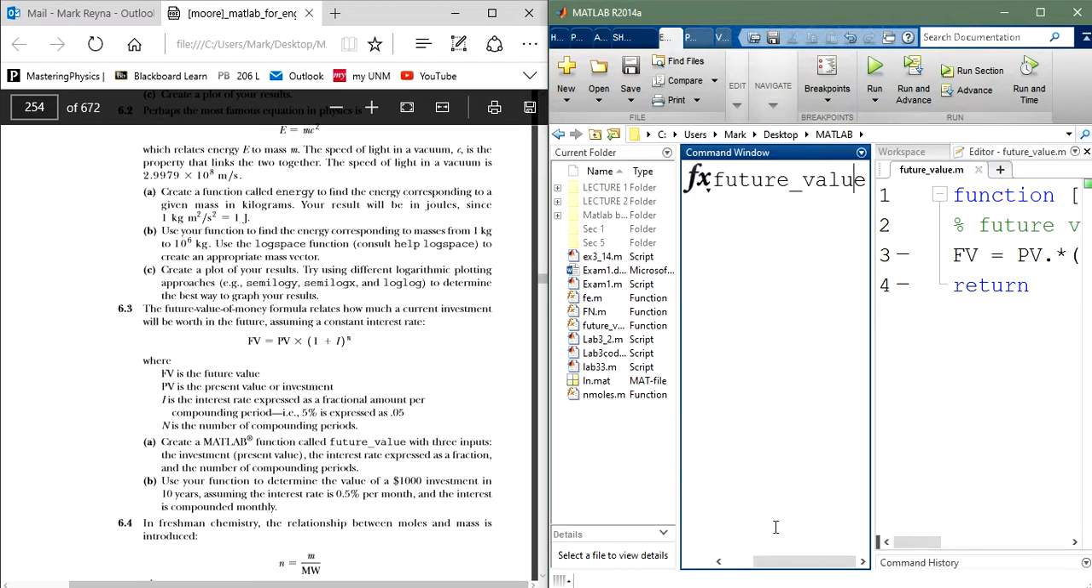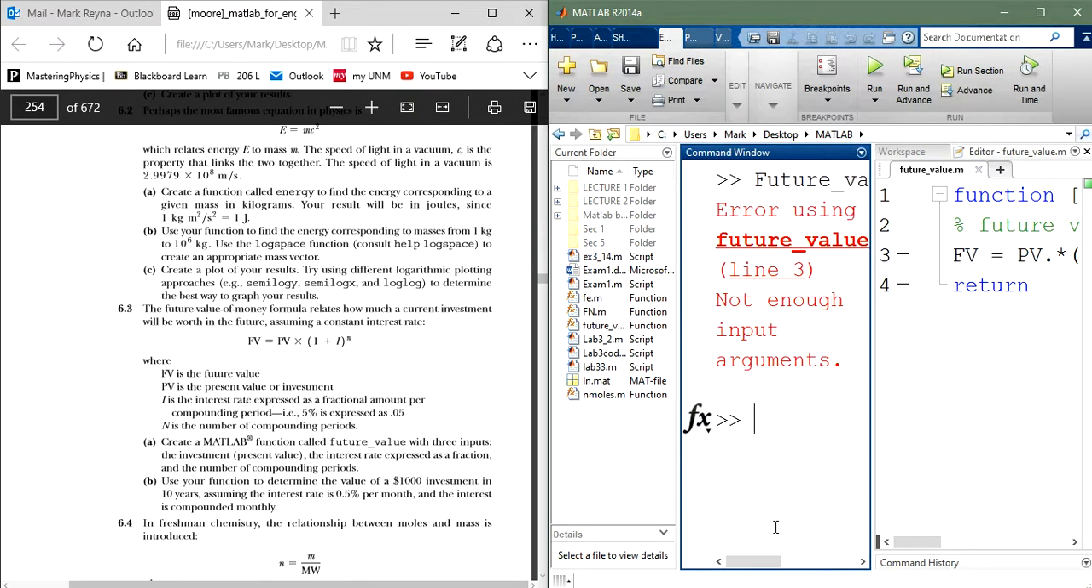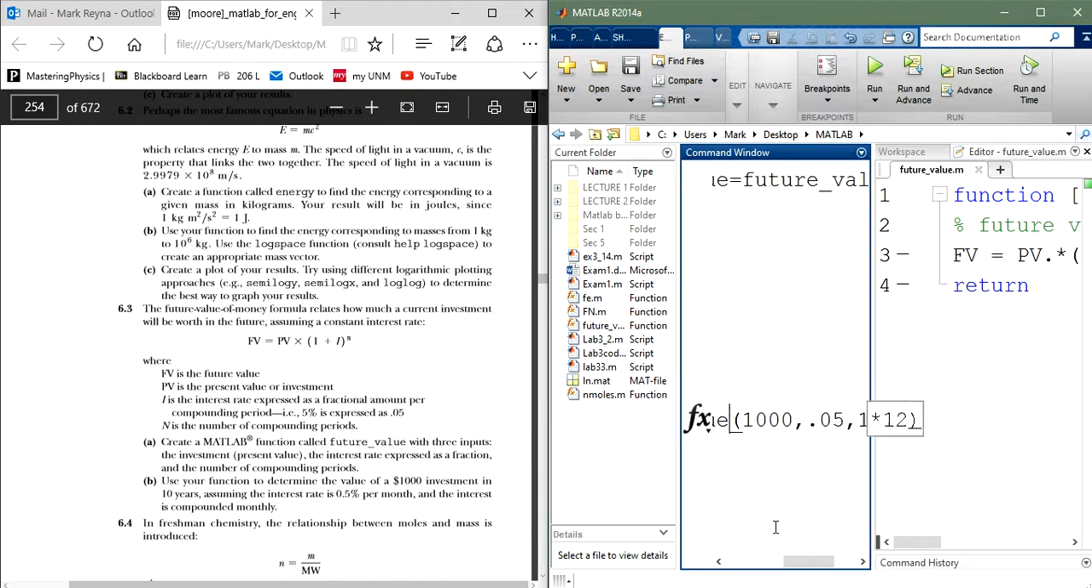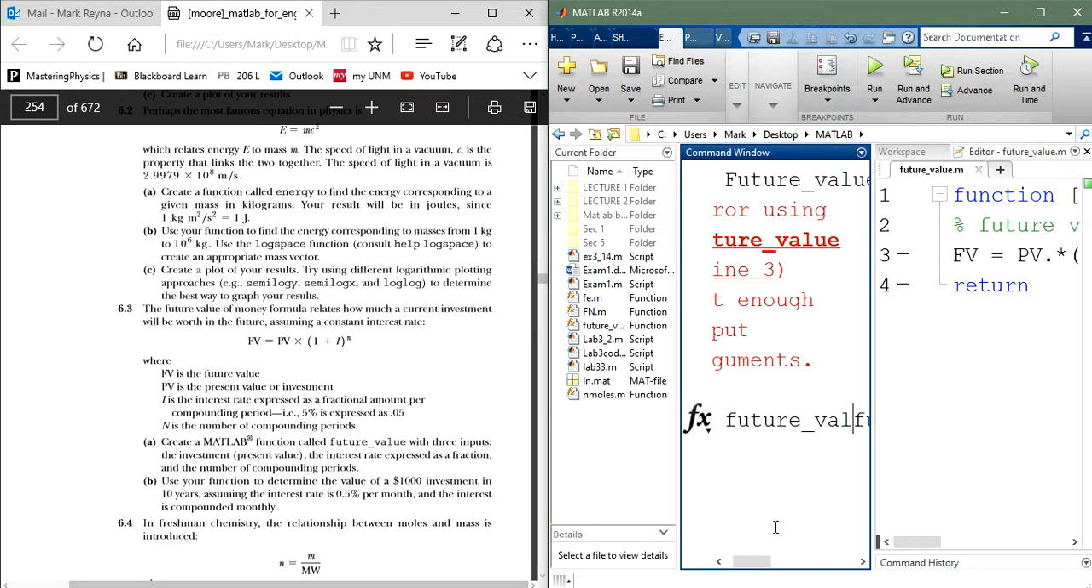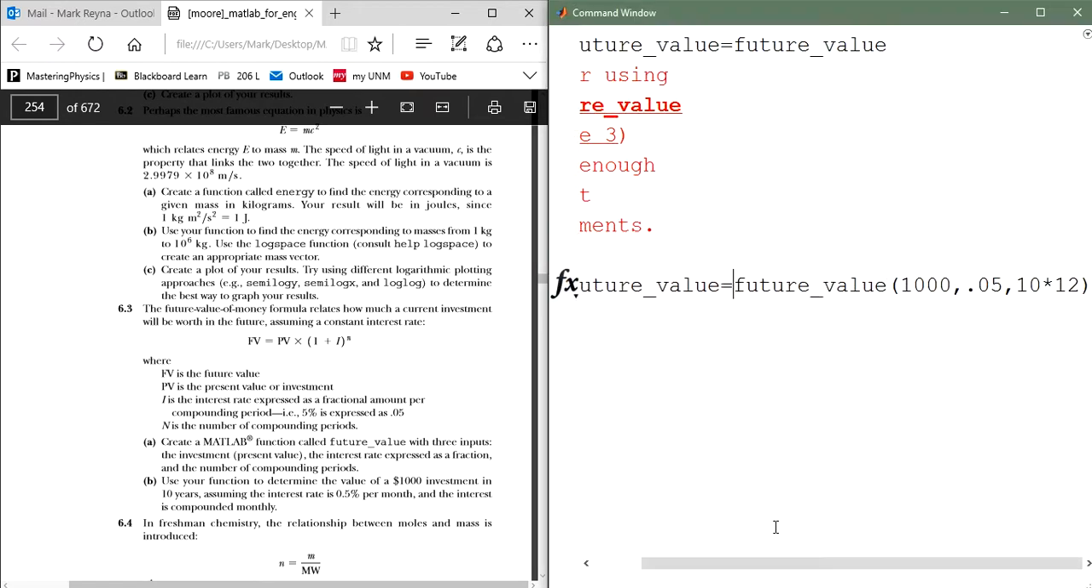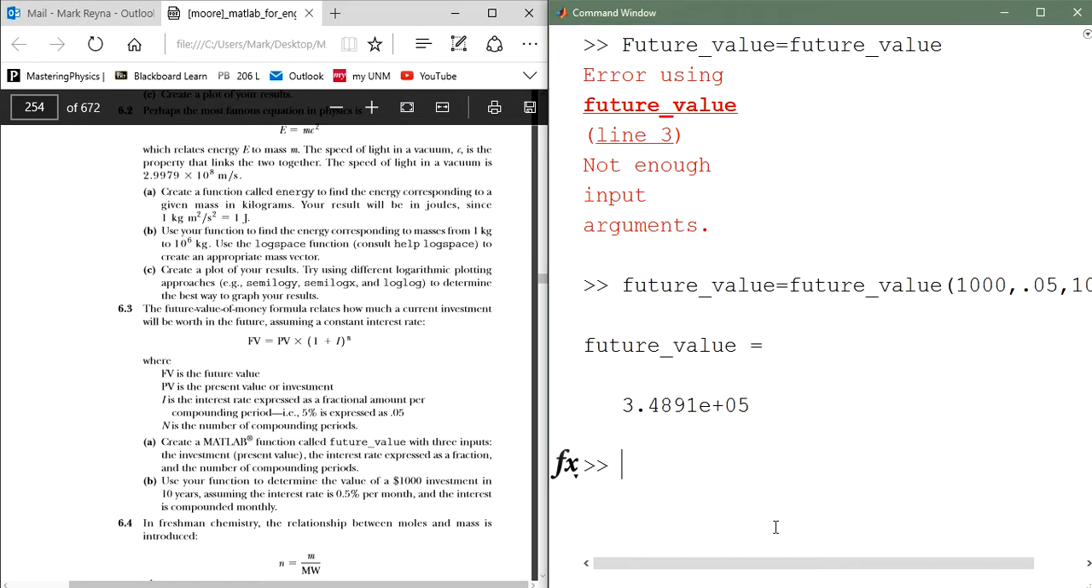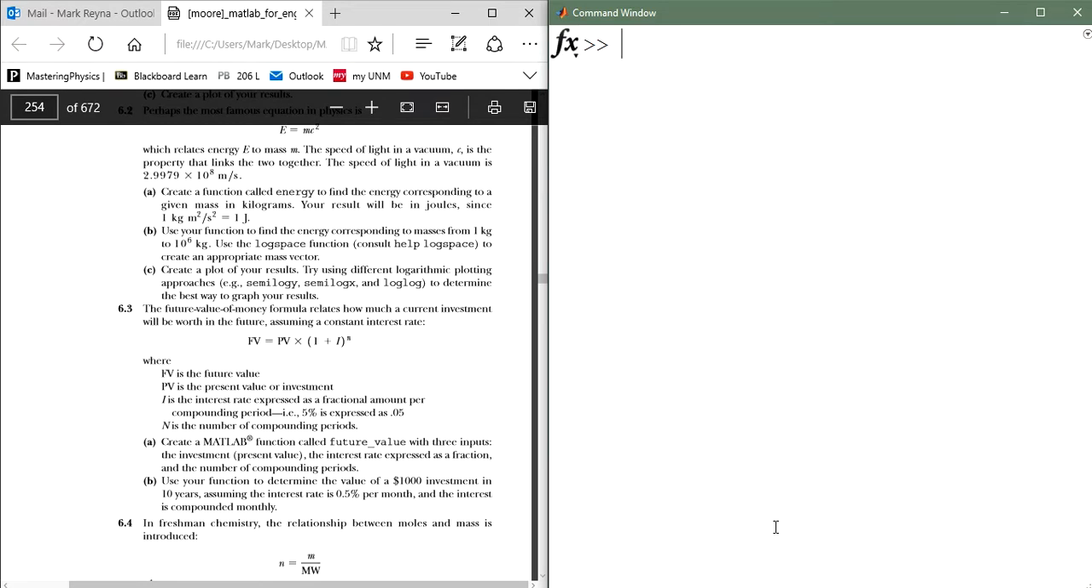Let's do it one more time, and this time I'm going to say that future value is equal to future value. Not enough input arguments. What did I do wrong? Oh, there we go. And say that future value is equal to, and I should undock this, 10 times blah blah blah, and I get the future value. Okay, that was 6.3. Let's do 6.4.